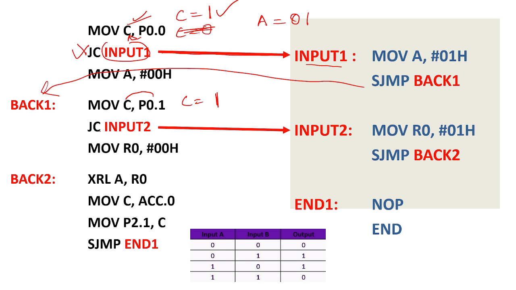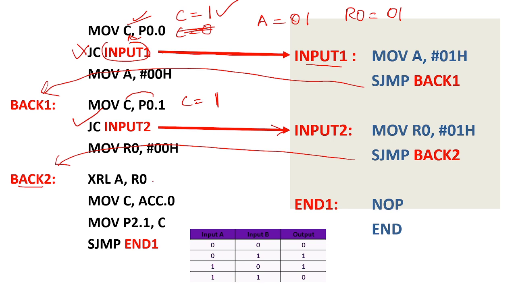So now again I need to check. So jump if carry is set. So the condition is true. I need to go to the label input 2. So I am going to the label input 2, and what I am doing, the 01 I am transferring to the register R0. Now R0 will hold the value of 01. Then you do a short jump back to the label, back to, right?